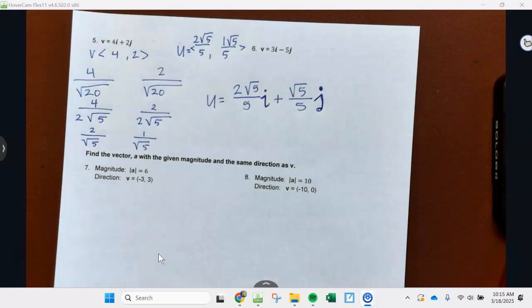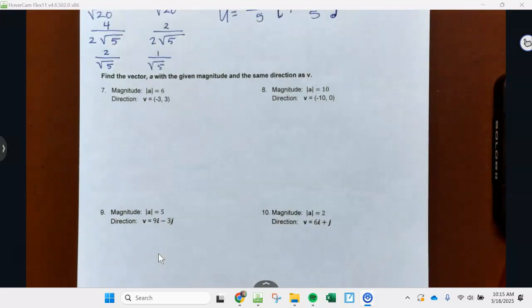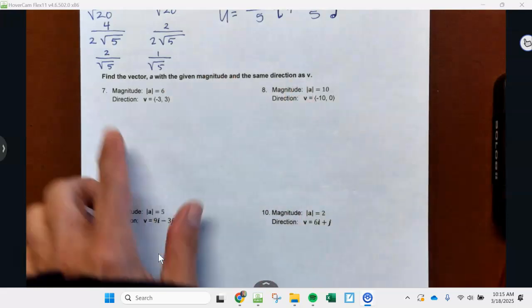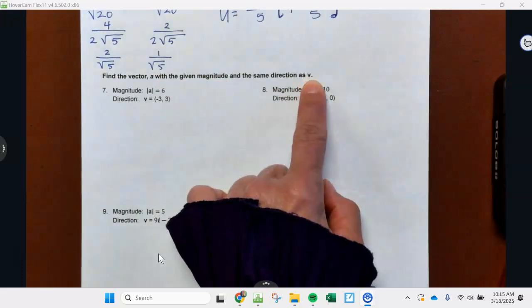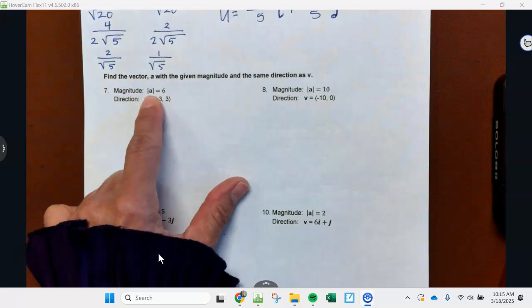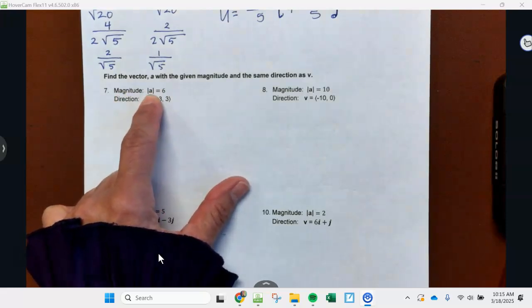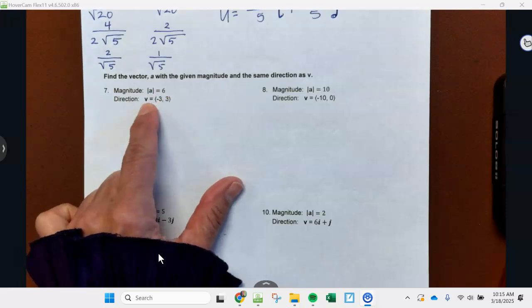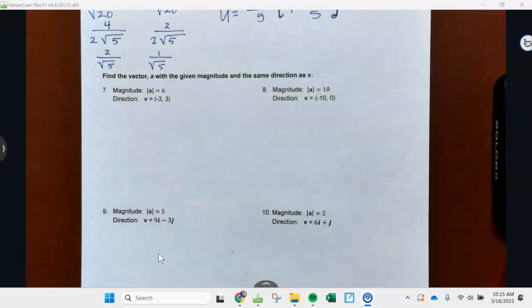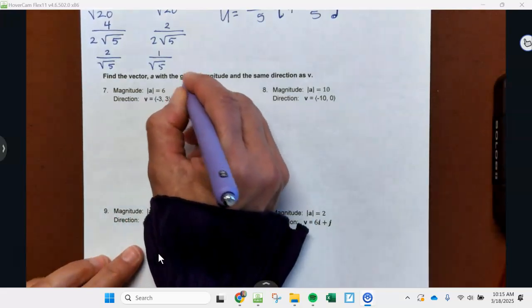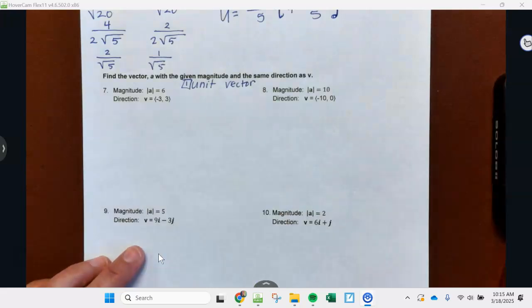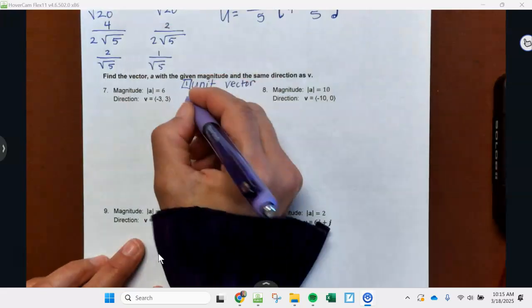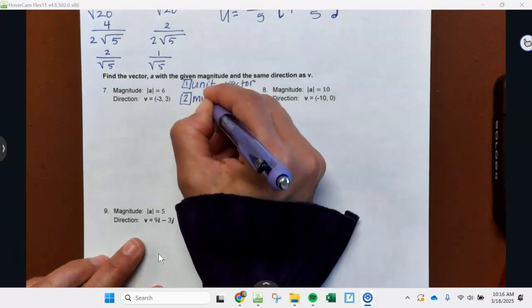All right, so we did 3 examples on unit vectors because it's a tool. It's one of a multi-step process to get us to the next part. Look at numbers 7 through 10. Find the vector A with a given magnitude and the same direction as vector V. So notice I'm already given the magnitude of vector A that I'm trying to find, but I know it goes in the same direction as vector V. So what we're going to do is find the unit vector. That's why we just practiced it 3 times. It needs to be just a tool in our toolkit.